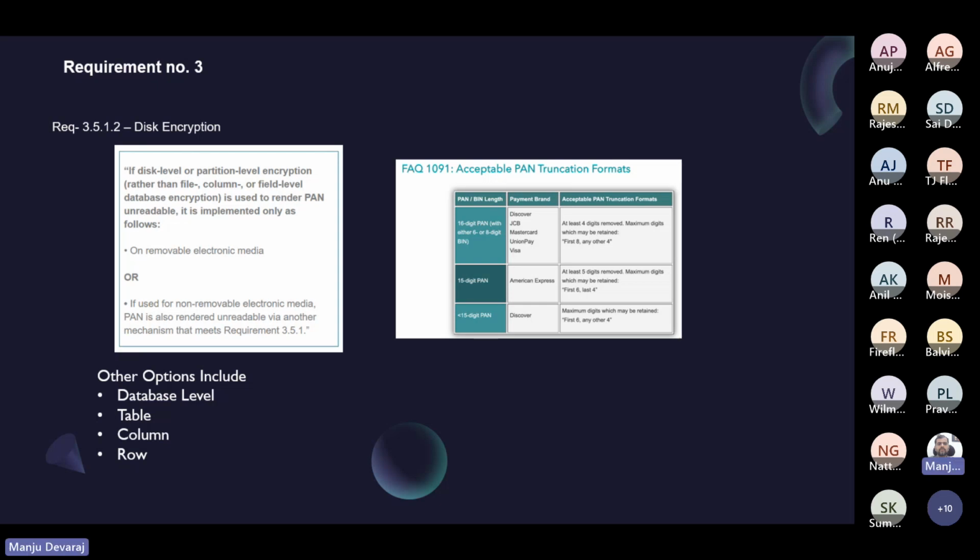Okay, now there is a FAQ 1091. If you are more curious, you can do that. Note down that, and acceptable PAN truncation formats are very clearly defined there. So what is acceptable when you do a truncation on the PAN? Okay, it's very clearly defined in that FAQ.